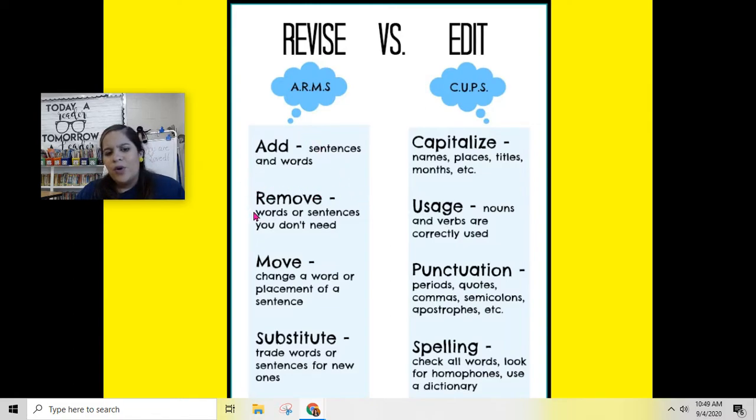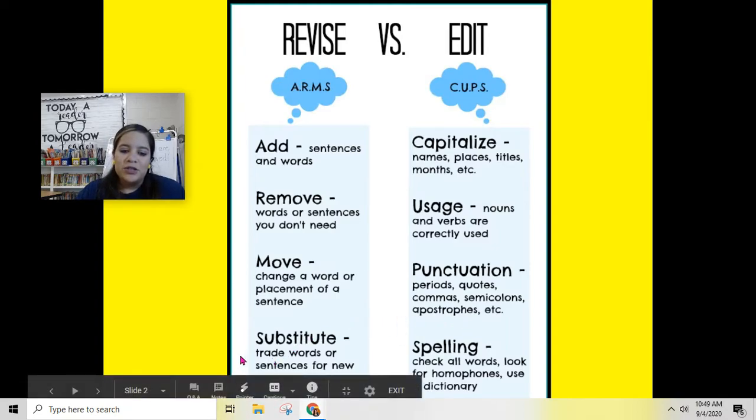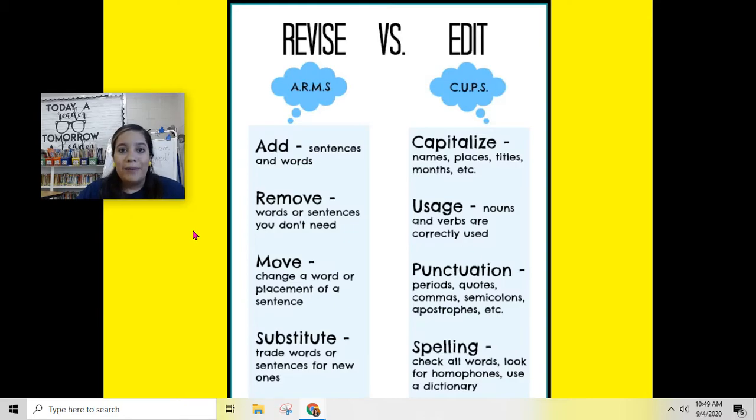Sometimes you go back and look at words that you need to remove. Sometimes there's sentences that don't make sense or are repetitive. So you need to make sure that you take those words or extra things that you don't need, if that's the case. When we revise, we also check to see if we have to move any words, if we have to change a word or the placement of the sentence. Again, revision and editing happens at the end. And there's also substituting. You can substitute or trade out words for new sentences that make better sense.